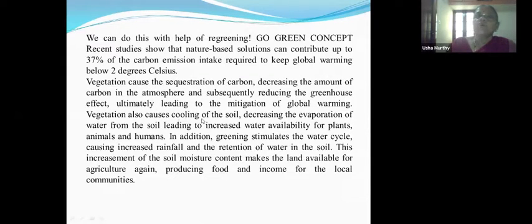Vegetation also causes cooling of the soil, decreasing the evaporation of water from the soil surfaces, leading to increased water availability for plants, animals, and human beings. In addition, greenery stimulates the water cycle, causing increased rainfall and retention of water in the soil. The increment of the soil's moisture content makes the land available for agriculture, again producing good yield and food income for the local communities.